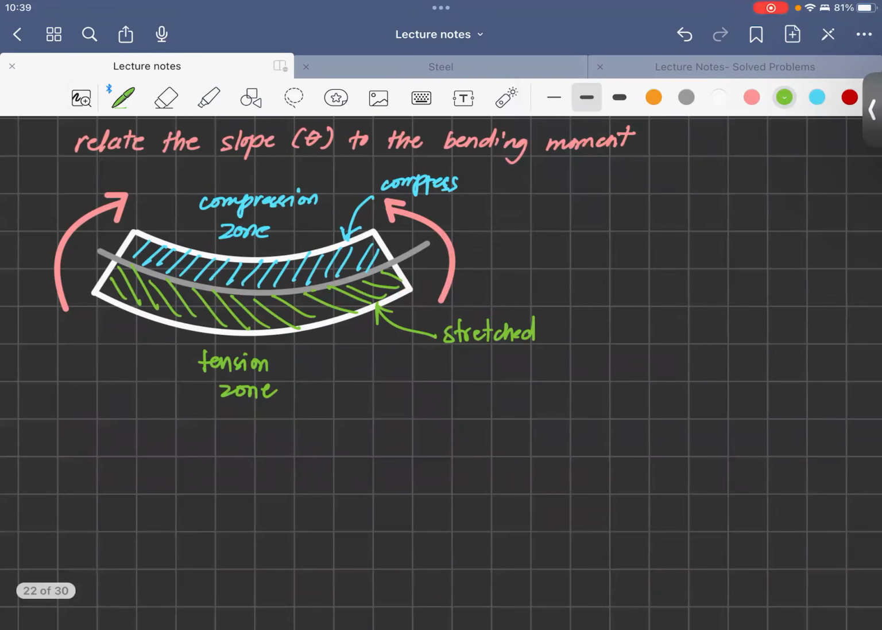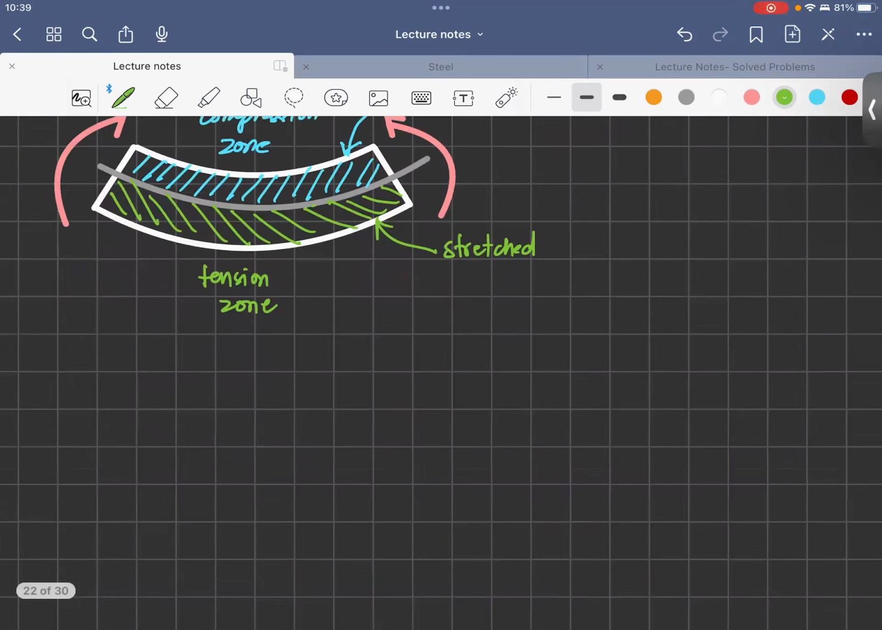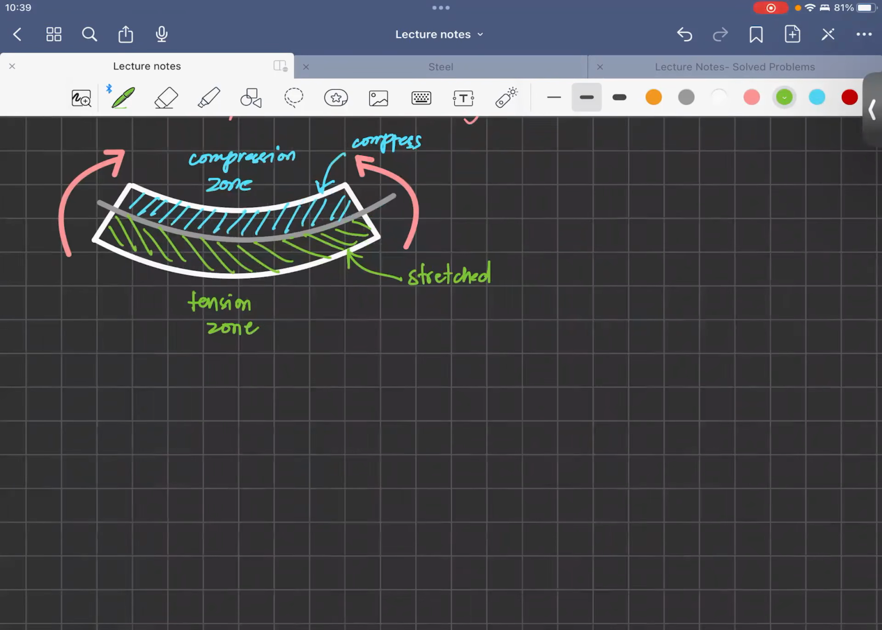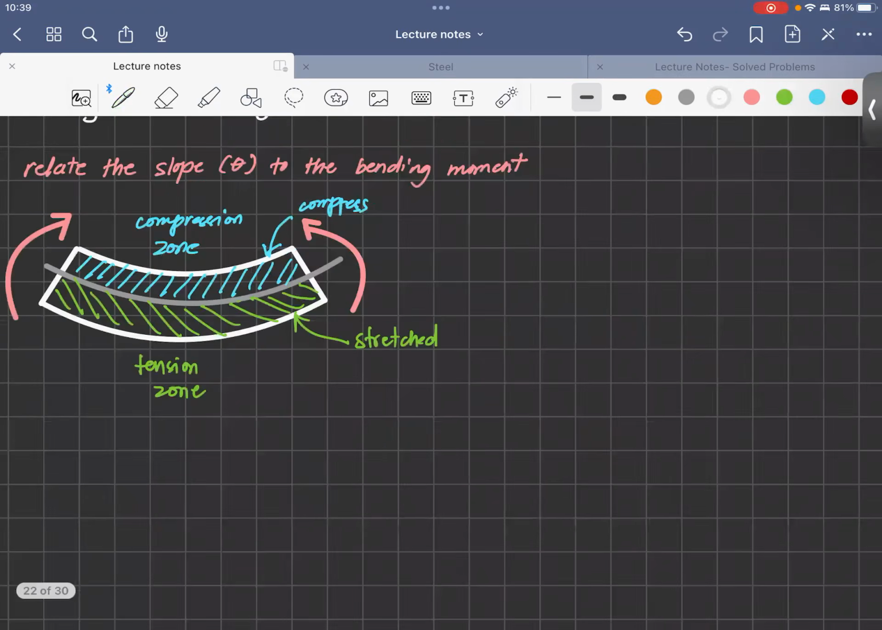But if you'll notice here, the compression happening in the beam varies from fiber to fiber. So to explain this better, let's draw in 3D.